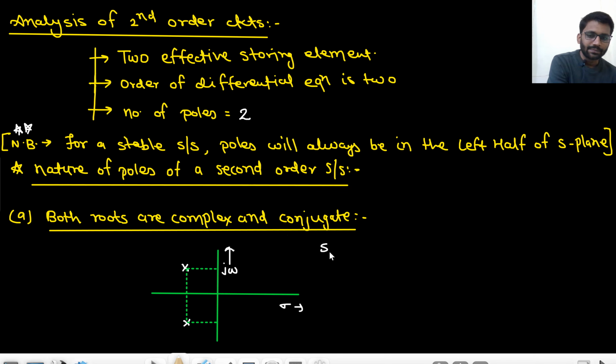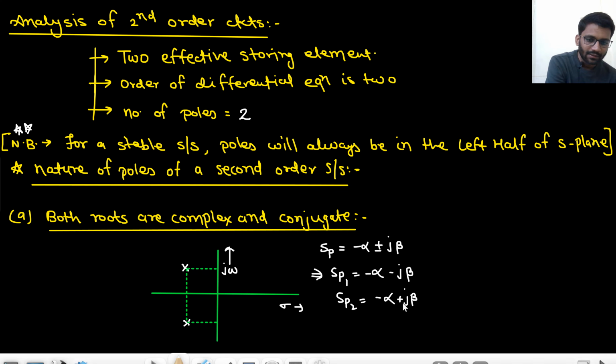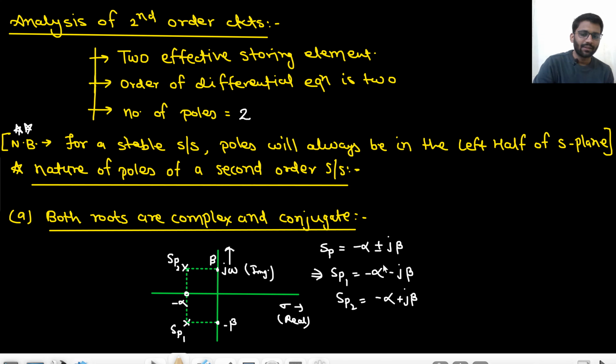So I am taking my poles as minus alpha plus minus j beta. That means my first pole is minus alpha minus j beta and the second pole is minus alpha plus j beta, right? This point is minus alpha, because this is the real axis and this is the imaginary axis. And this point is plus beta and this point is minus beta. So what will this denote? This will be S P2 and this will be S P1, because S P1 is minus alpha minus j beta, right? So here the poles are what?